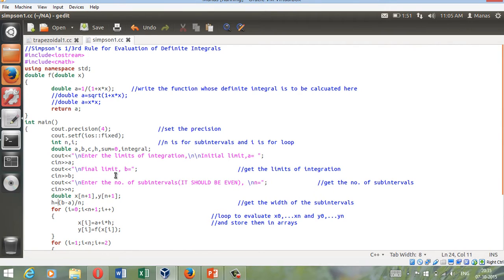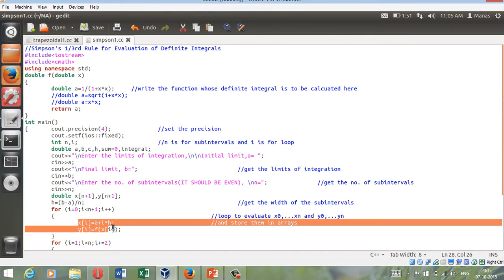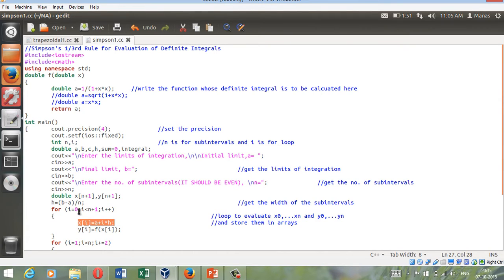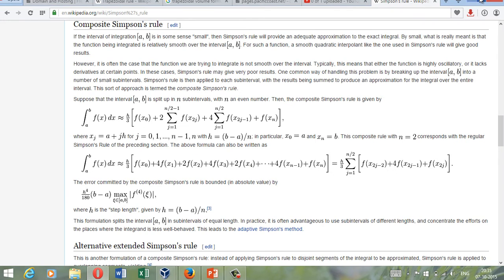Anyways, then you will calculate x0, x1, where x0, as you can see, at the 0th iteration of i would be 0, therefore x0 would be a, then x1 would be a plus h, x2 would be a plus 2h, x3 would be a plus 3h, and so on. Then you will be calculating y0, y1, y2. As you can see in this formula, we need all these values.